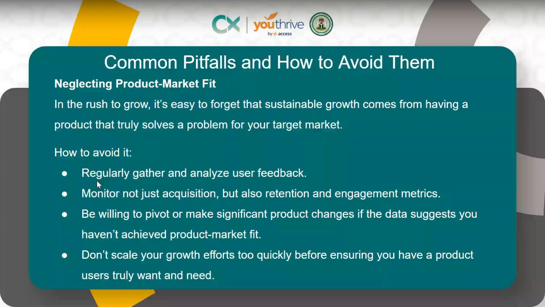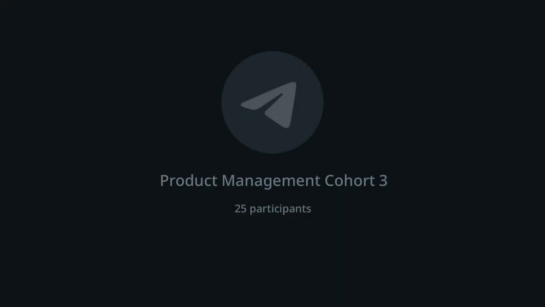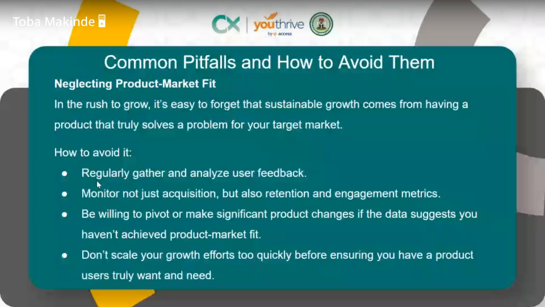Neglecting product market fit. In a rush to grow, it's easy to forget that sustainable growth comes from having a product that truly solves a problem for your target market. That's what gets you product market fit, if it's really solving a problem. So how to avoid it? Regularly gather and analyze user feedback. You need to do this. Monitor not just acquisition but also retention and engagement metrics.